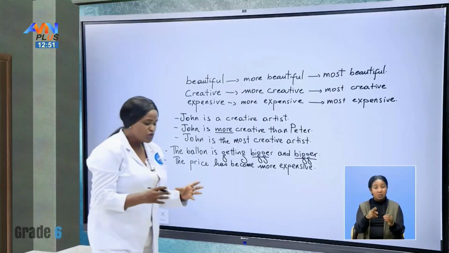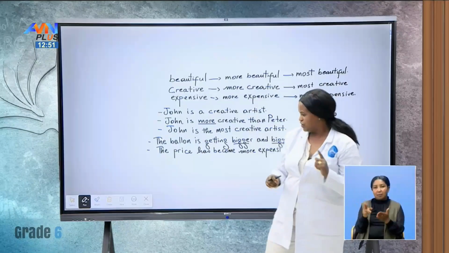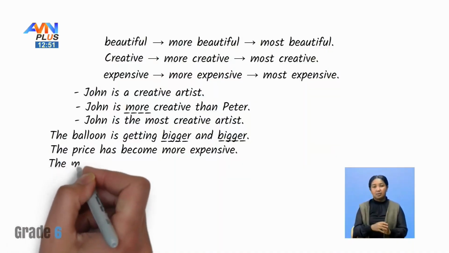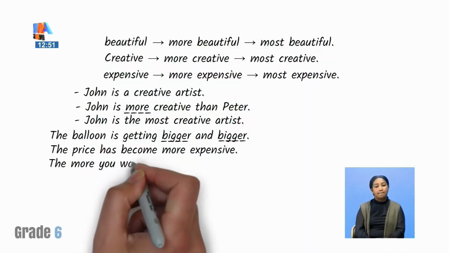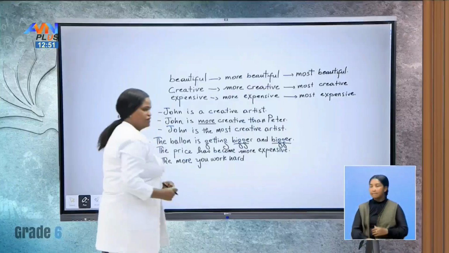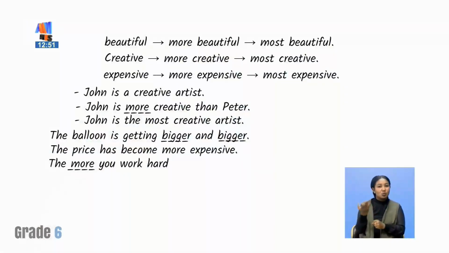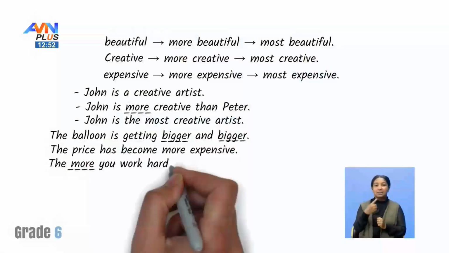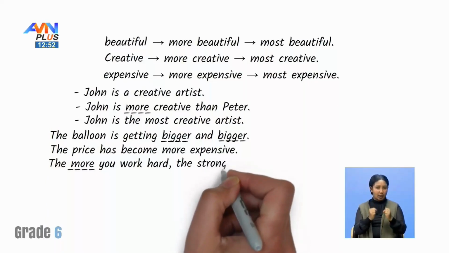Or sometimes we can also show how dependent things are. Like, for example, look, this one is a good example. The more you work hard, the more you work hard, yeah? The more you work hard means the more you exercise. What do I use here? More. The more you exercise or the more you work hard, the stronger you become.